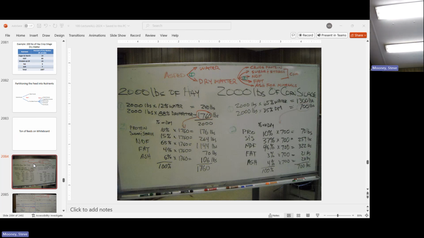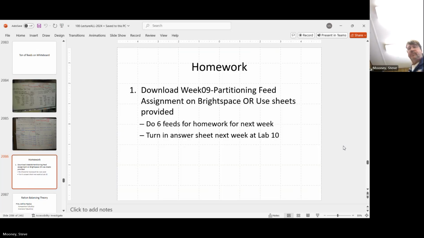Okay, so we got a homework assignment related to this. So I got a hard copy here. There's also a copy of it available on Brightspace. You have 6 problems, 7 feeds, so you're not going to use one.